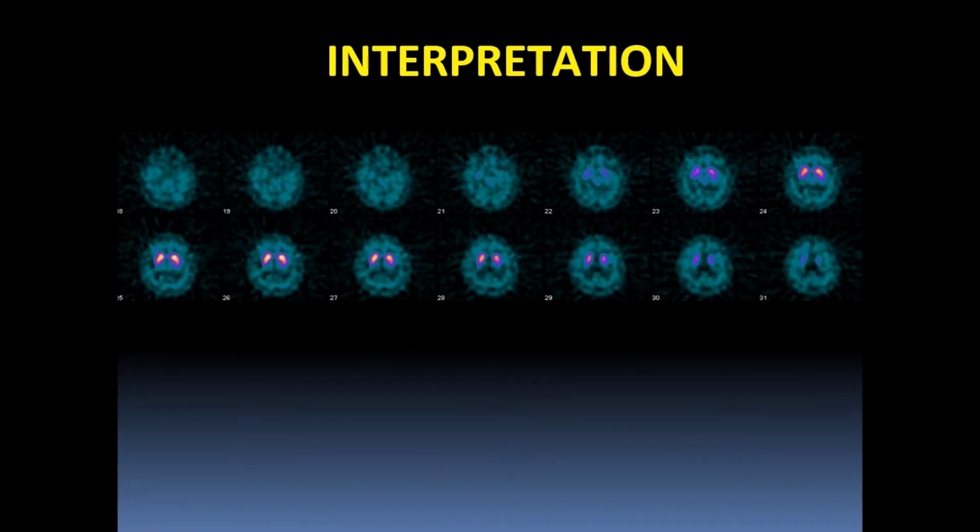So let's go through some cases. This will be a normal case that you would see at the view box. We have our axial slices. In our institution, we use a Siemens product, so it's recommended to use the warm metal color scheme shown here. Interpretation is done via the axial slices. We rarely look at the coronal or sagittal reformats, and some places don't even create those.